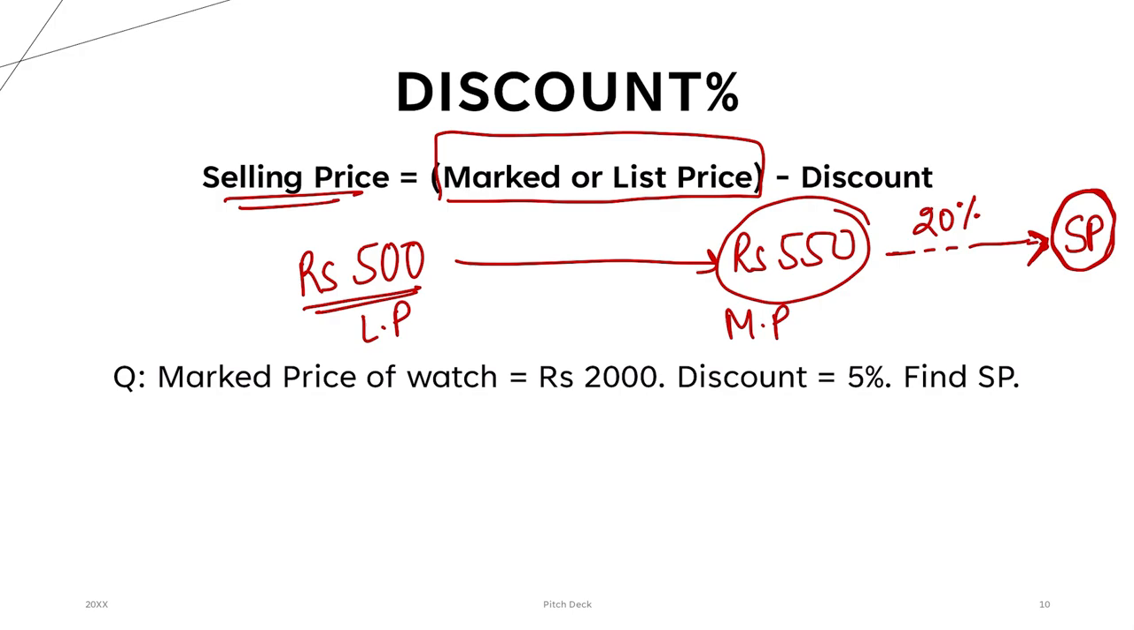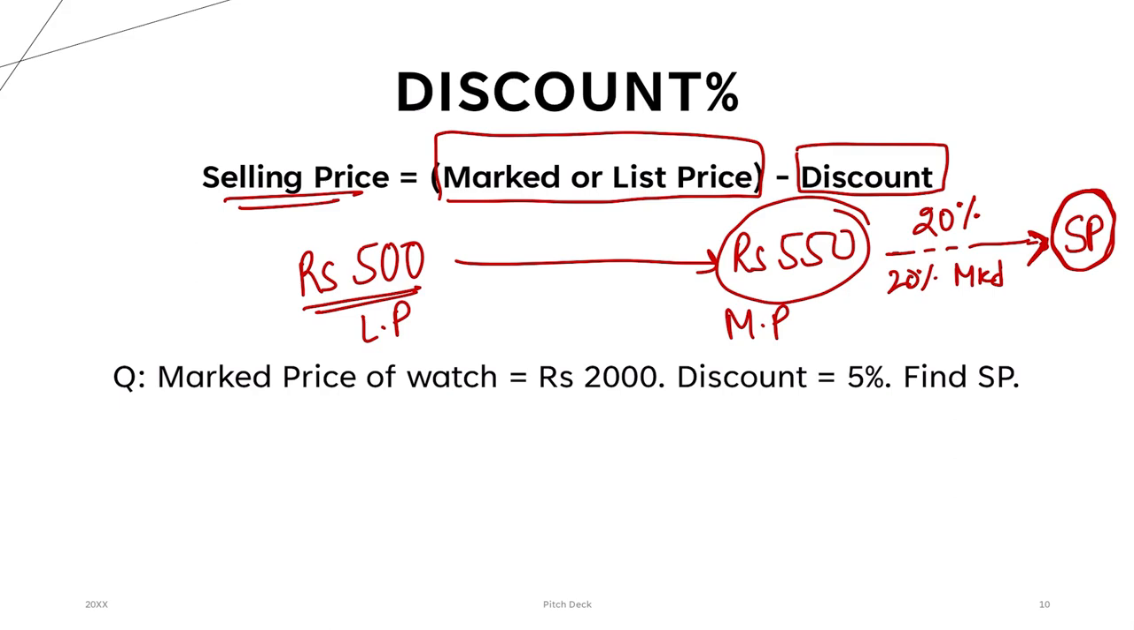Many times it could happen that there is no marking up. Whatever they are buying from the factory, they are just selling it away. So the marked price or list price, whatever it is, after that you subtract the discount offered, say 20%. 20% of what? 20% of the marked price. Then that will give you the selling price.